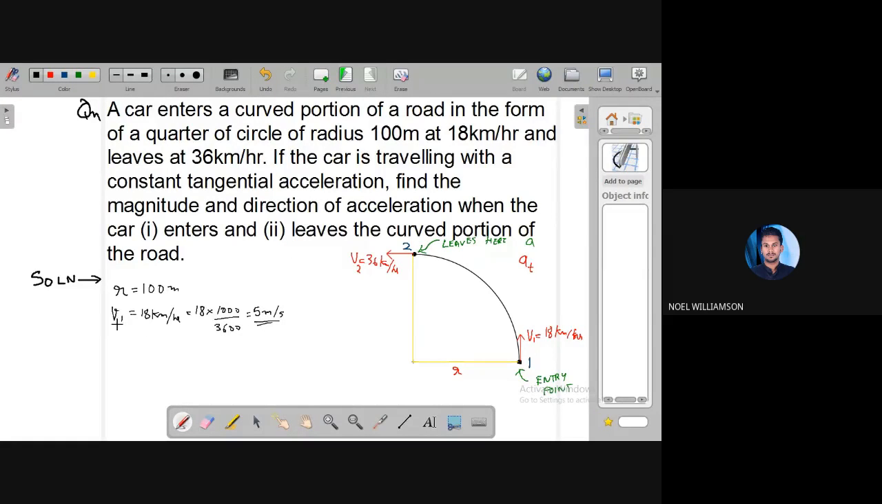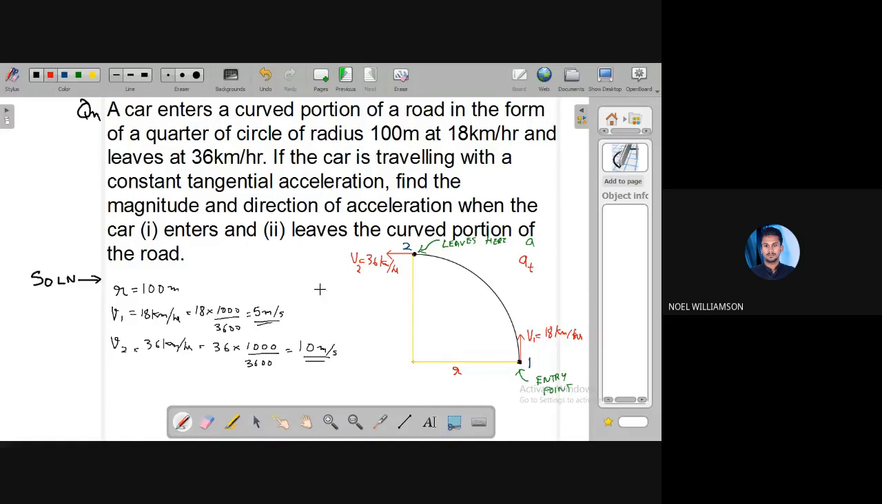This is v1. Now v2, the velocity at the exit, is 36 kilometer per hour, which is 36 into 1000 by 3600, which is 10 meter per second. Now, using the values of v1 and v2, we can find omega 1 and omega 2.